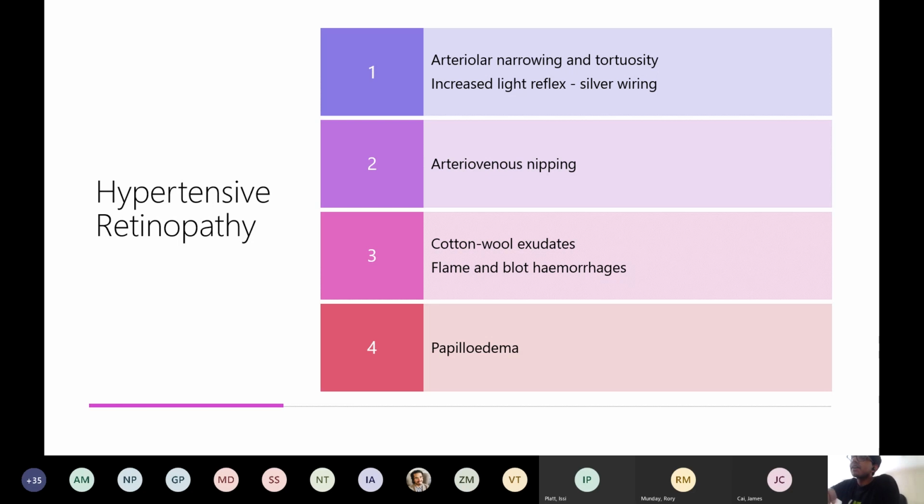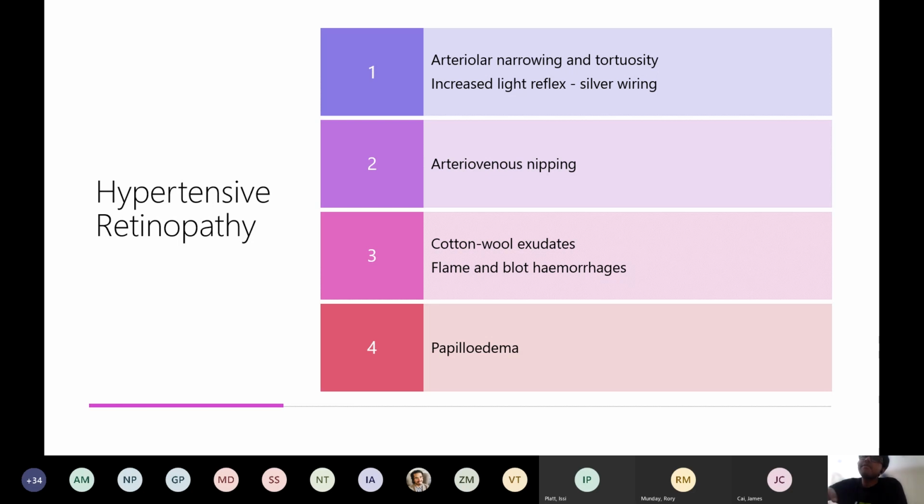So silver wiring is actually the first sign, not AV nipping, but yeah, good try. Silver wiring is effectively when the walls of the vessels in your eye, because you've got this high blood pressure, thicken so they don't explode. And that narrows where the blood's actually flowing. So you get white lines on the outside and you get thinner space for the actual blood to flow through. Then you get the AV nipping.